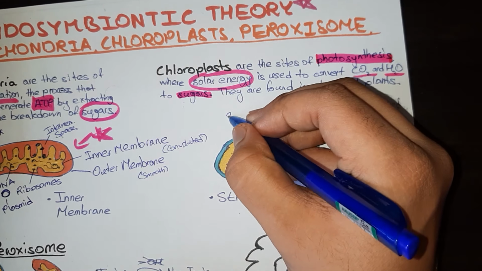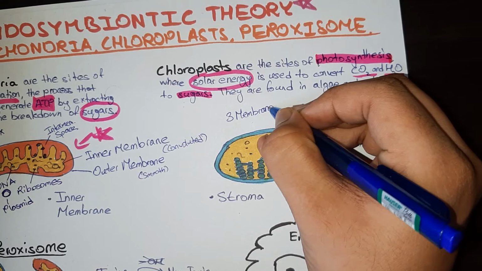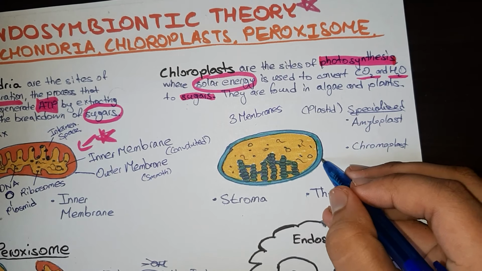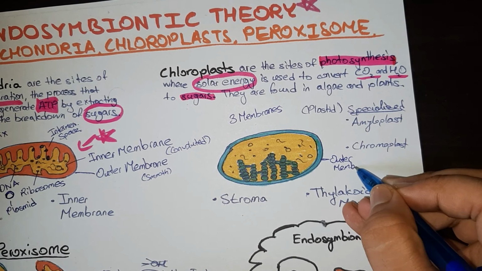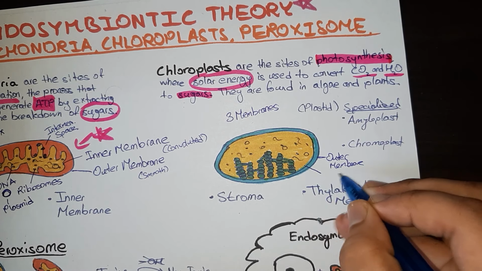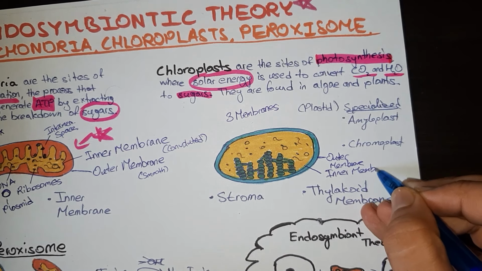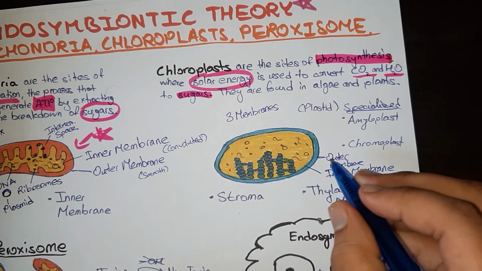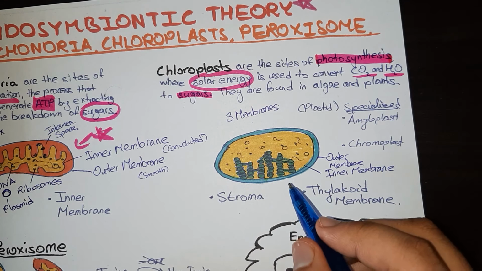The chloroplast actually has three membranes. The first membrane is the outer membrane. The inner membrane. Now, unlike the mitochondrion, both the outer and inner membranes are smooth. So there is actually a third membrane.